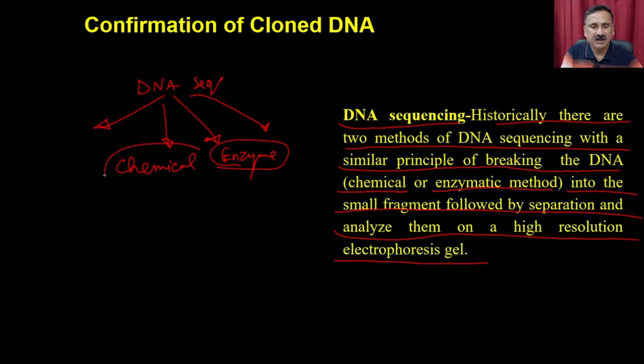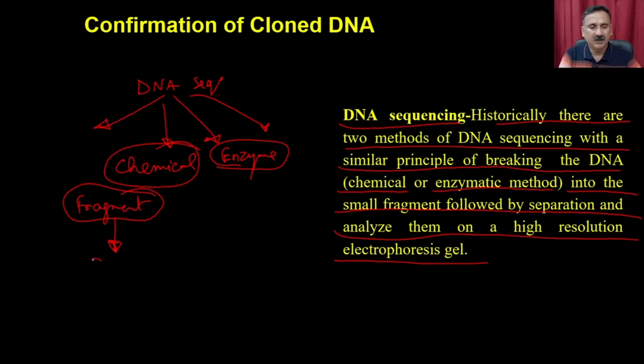So either with the help of chemicals or the enzyme, you are breaking this DNA sequence into smaller fragments, and all these fragments are then separated in high resolution polyacrylamide gels, and then the signals are analyzed for interpreting the sequences. So let's first talk about the enzymatic method, or the Sanger method.